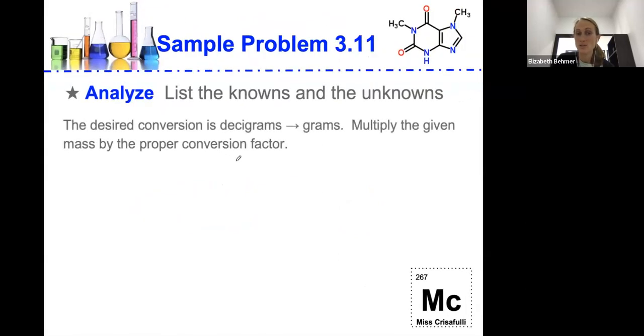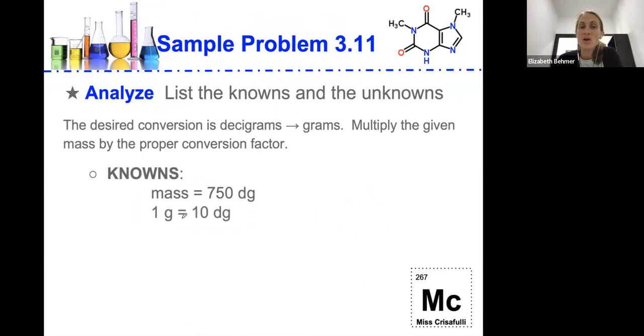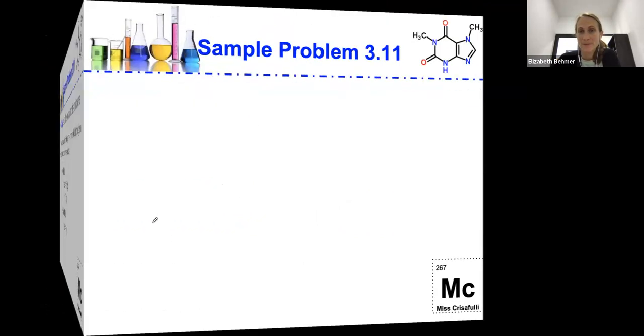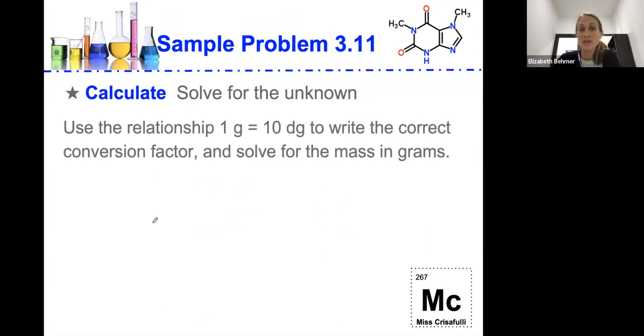The knowns and unknowns: our desired conversion is decigrams to grams, and then we'll multiply the given mass by the proper conversion factor. So we know that our mass is 750 decigrams, and we know that for each gram, there will be 10 decigrams in 1 gram. And the unknown is then finding that mass in grams. So let's set up our problem solving for the unknown using the relationship of 1 gram is equal to 10 decigrams. Let's write the conversion factor and solve for the mass in grams.